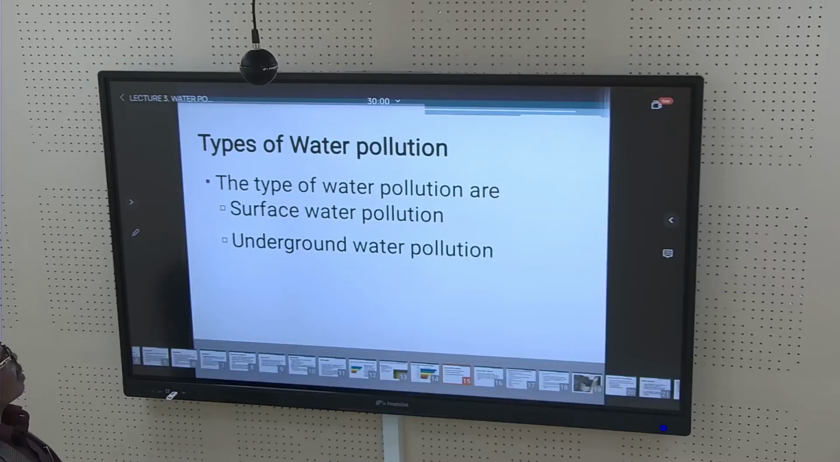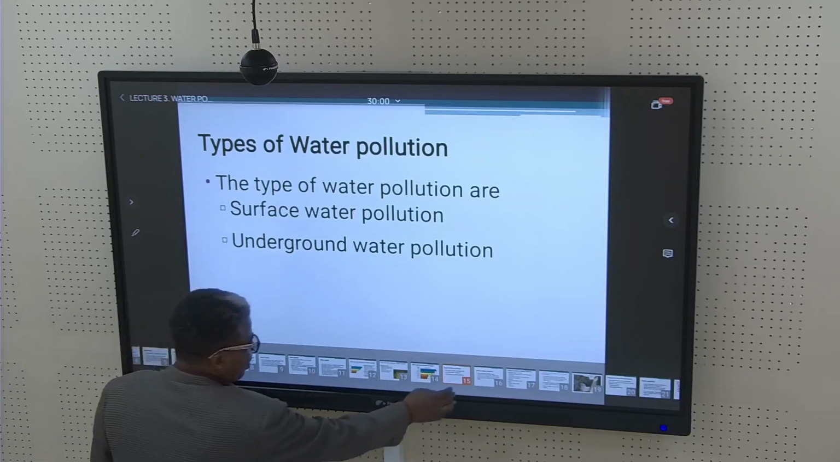Types of water pollution. The types of water pollution are surface water pollution and underground water pollution. Let's see one after the other.